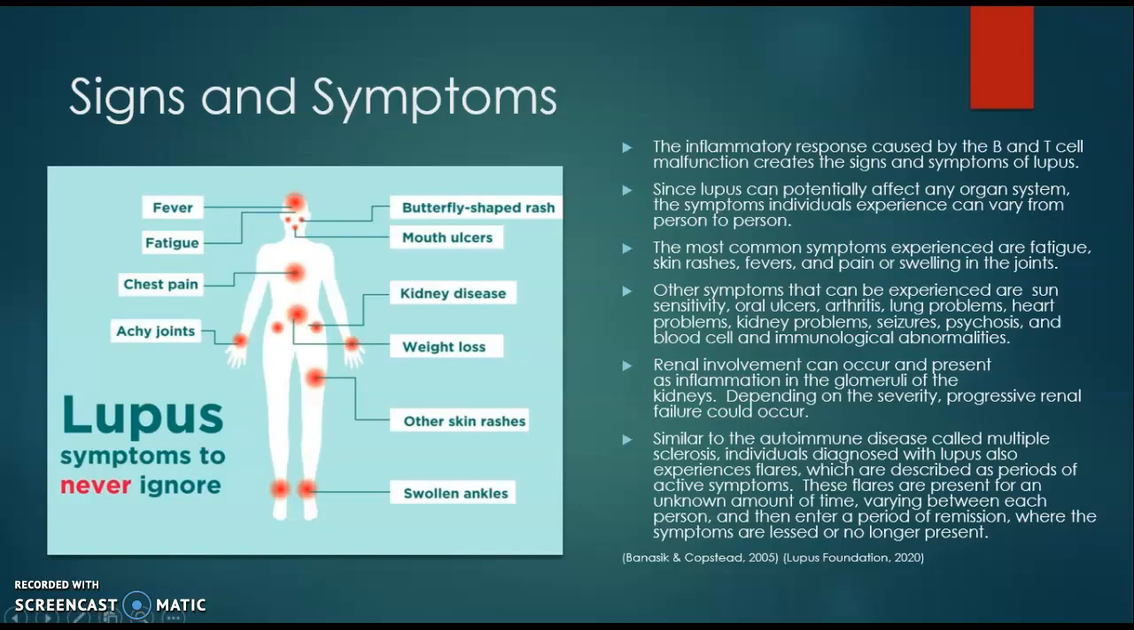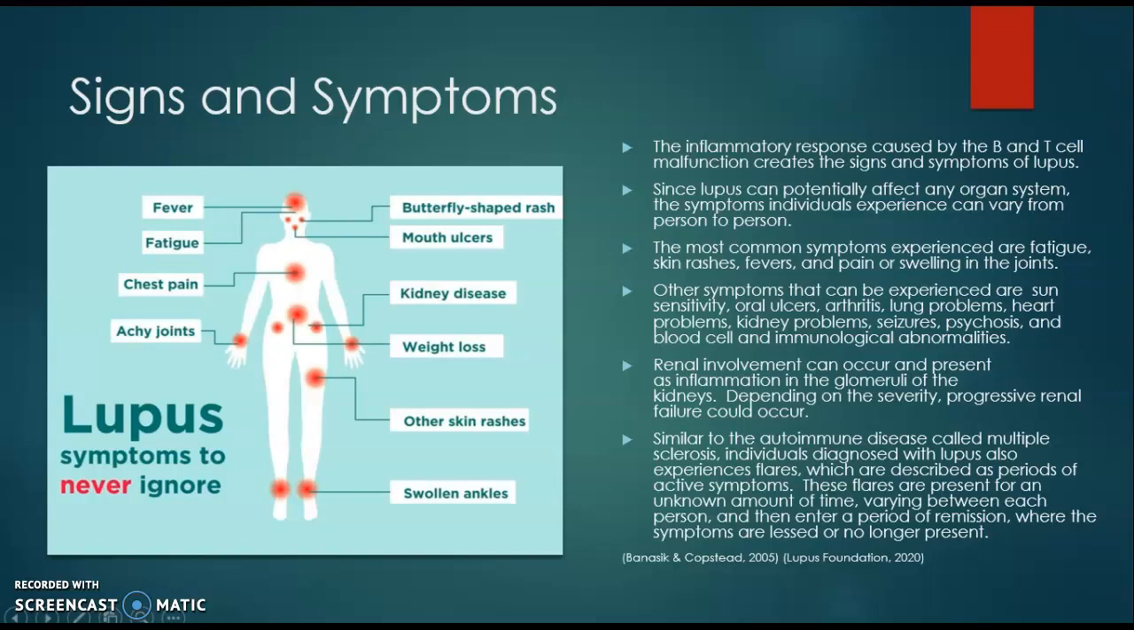Specifically in cutaneous lupus, there is that butterfly rash that was pictured earlier in this presentation, and that occurs in 26% of people diagnosed with that particular form of lupus. But skin involvement in general occurs in 80% of patients that have this condition. Some other symptoms are sun sensitivity, oral ulcers, arthritis, lung problems, heart problems, kidney problems, seizures, psychosis, and blood cell and immunological abnormalities.